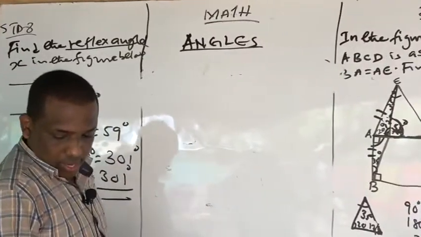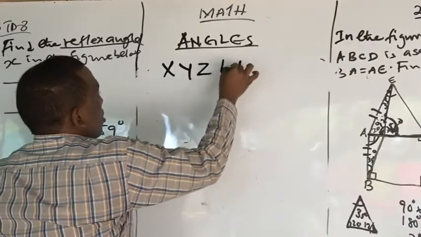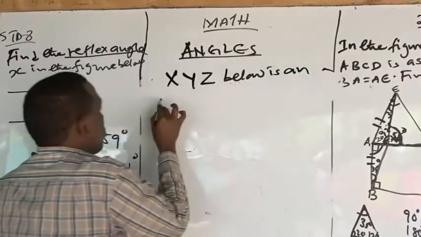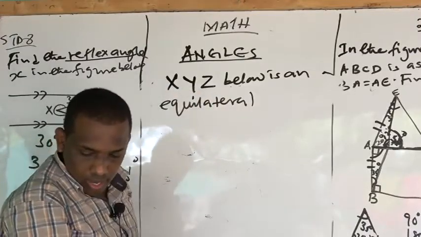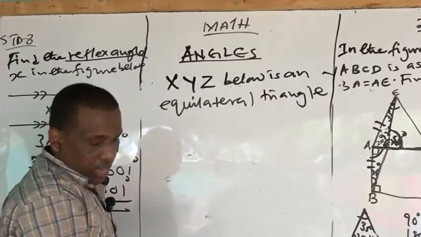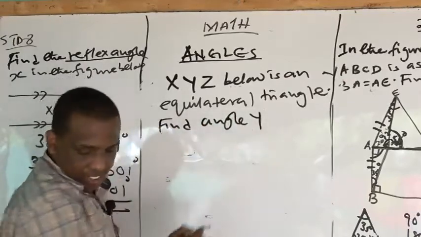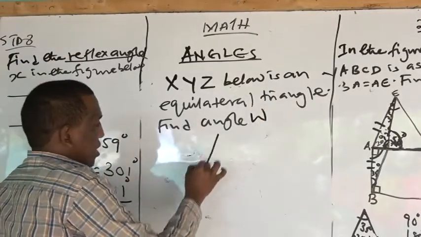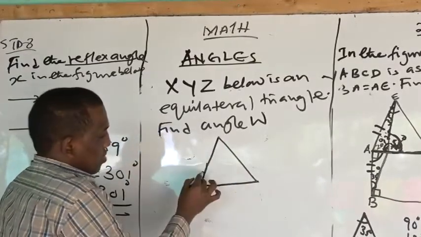You are told x, y, z below is an equilateral triangle. You are told to find angle y, and find angle w. Then this is the figure now.